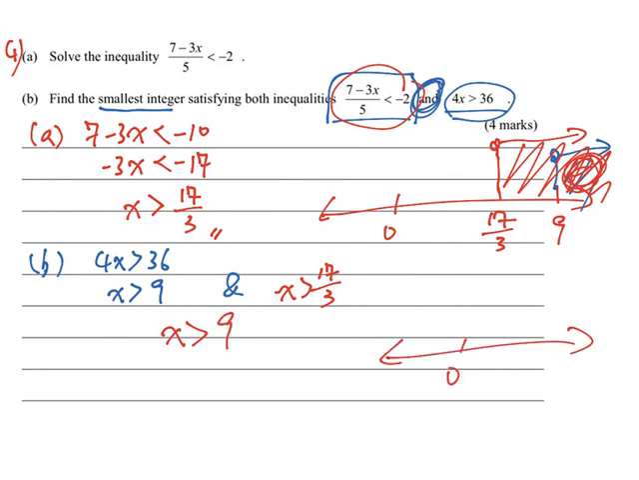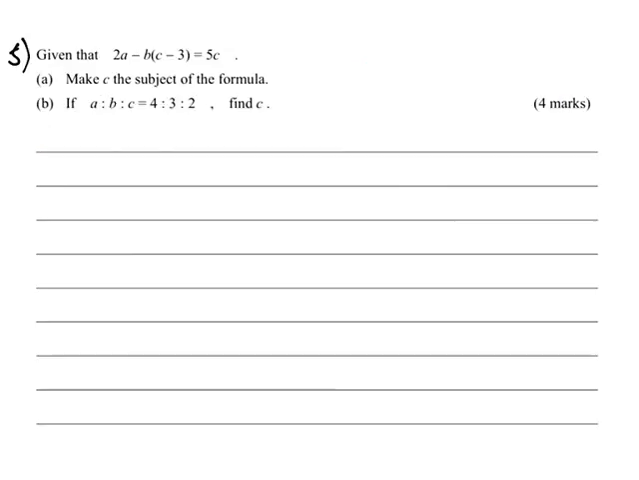So for x greater than 9, the smallest integer is not 9 because it's not equal. So that means we'll start from 10. So the smallest integer is 10. Next question is about the chain of subject and then the ratio.